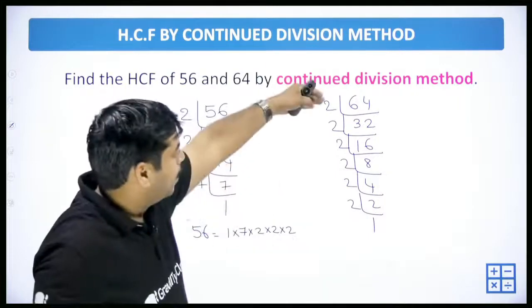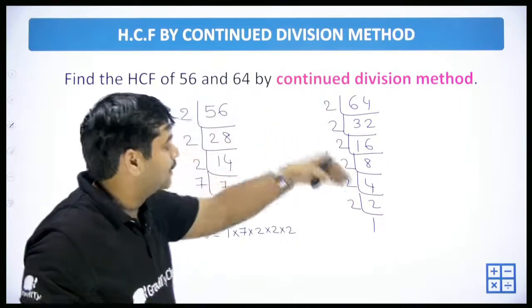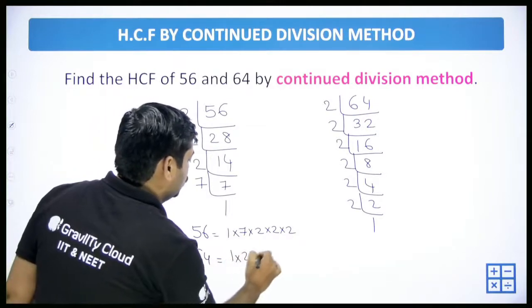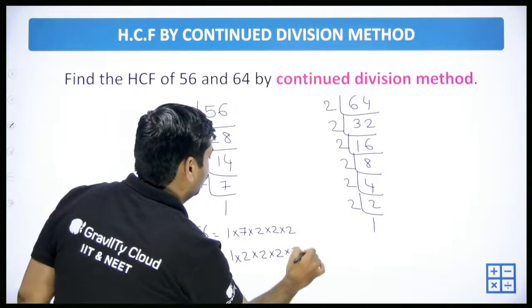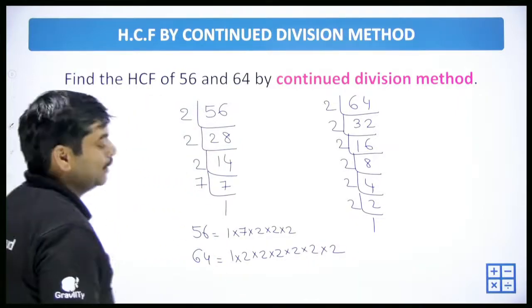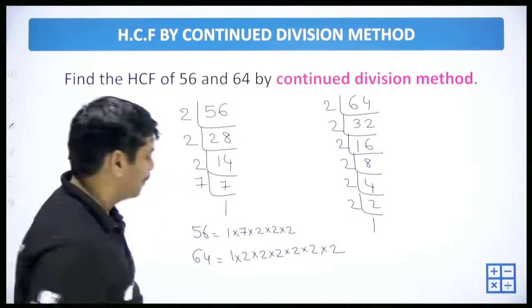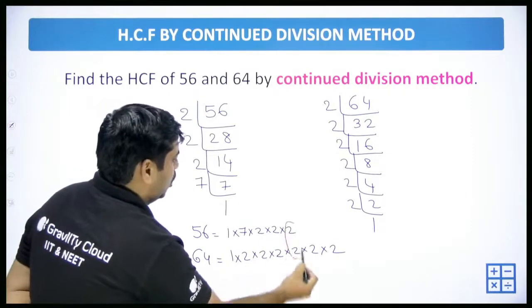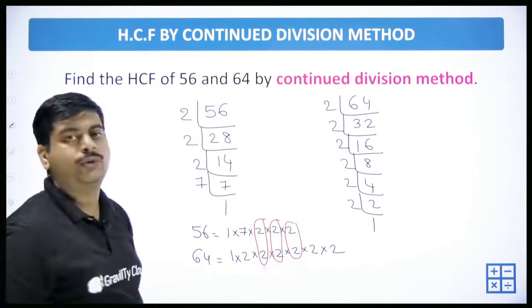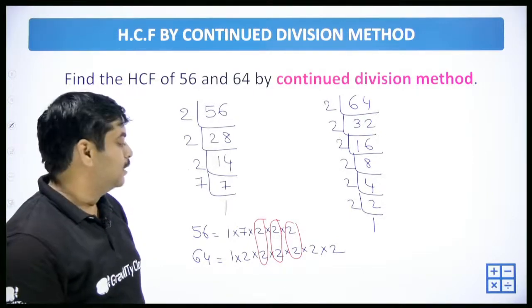How many times? 1, 2, 3, 4, 5, 6. Okay, so 64 is 1 into 1, 2, 3, 4, 5, 6. So now tell me how many times this number is being repeated, I mean, which is common between them. Okay, so 2 is common, again 2 is common, and again 2 is common. So 2 into 2 into 2.